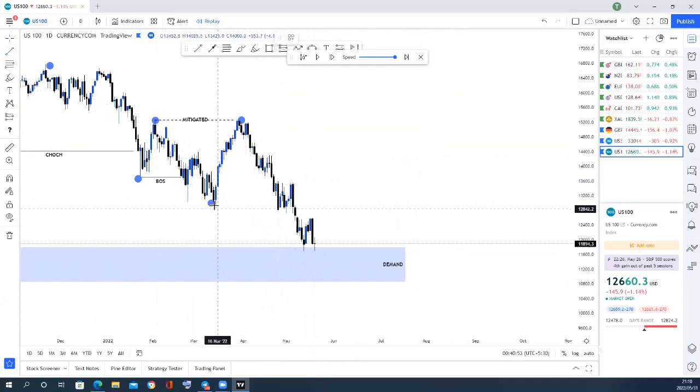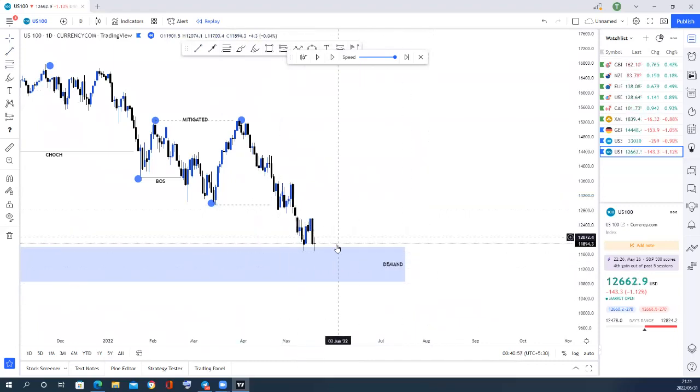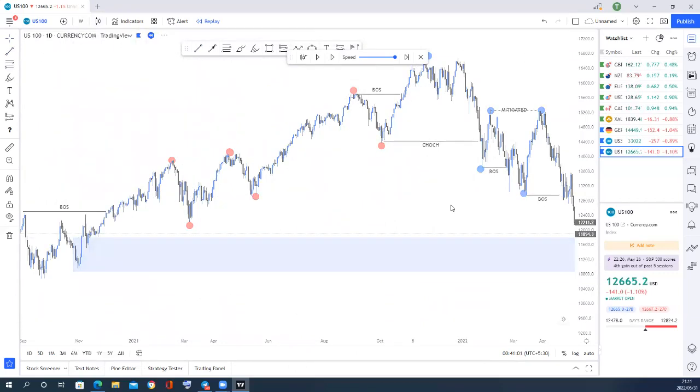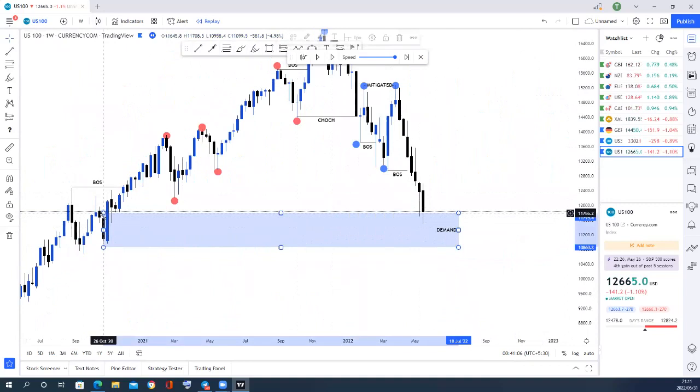We have a breakout of structure here, right? We have a BOS at that level there. So look what the market does. It taps into our weekly order block. You understand? Once the market taps into our weekly order block, what do we do?